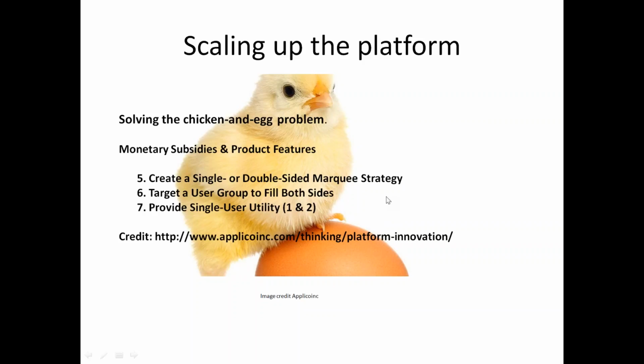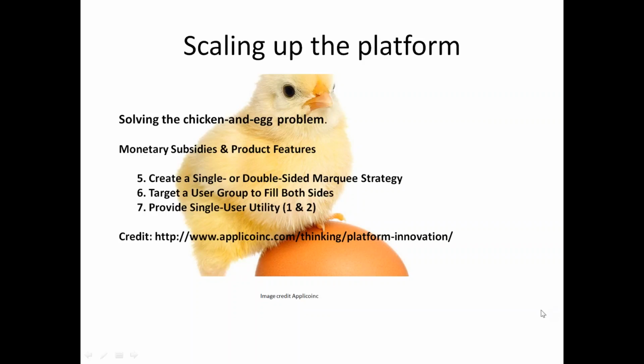Dating sites are another example. They're heavily male, so they often let women join for free. We can also target a user group to fill both sides. Take the platform Etsy. Early research indicated that the people most likely to buy handmade goods were the people who also sold them. So the company decided to focus on this user group to fill both sides of the marketplace before expanding to other audiences.